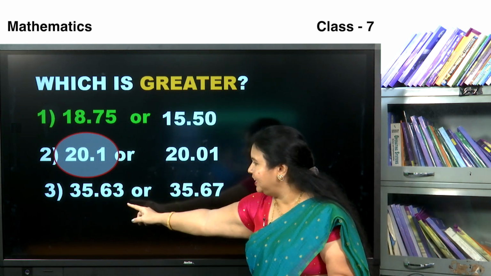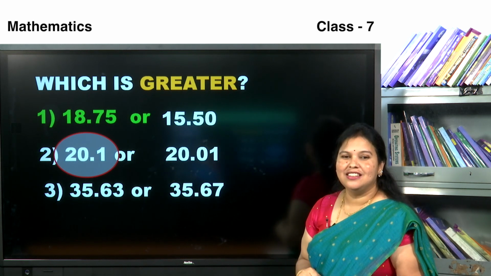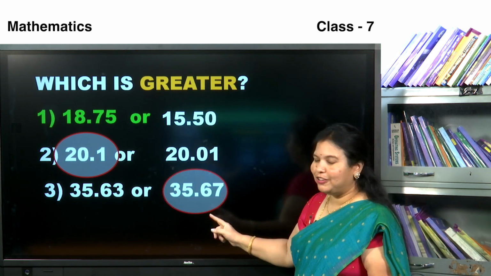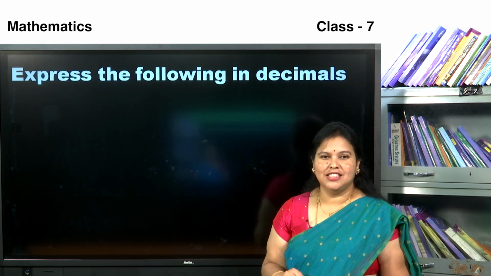So, we have 3 in this number and 7 in this number. So, which one is greater? Yes, obviously 35.67 is greater than 35.63. We will see the next one.